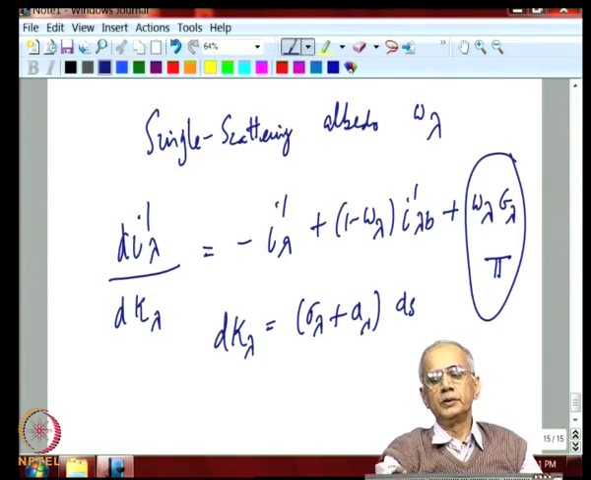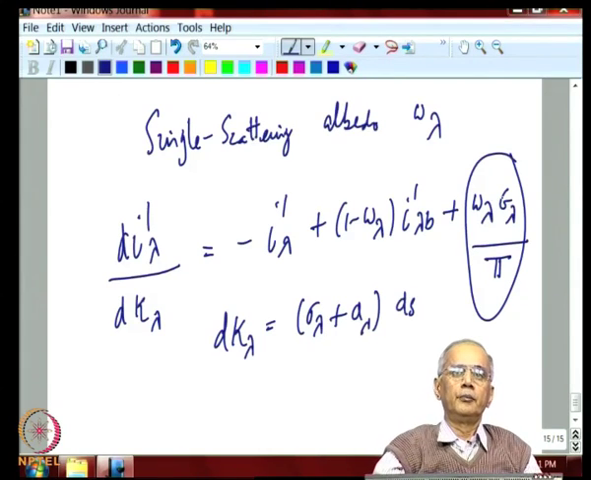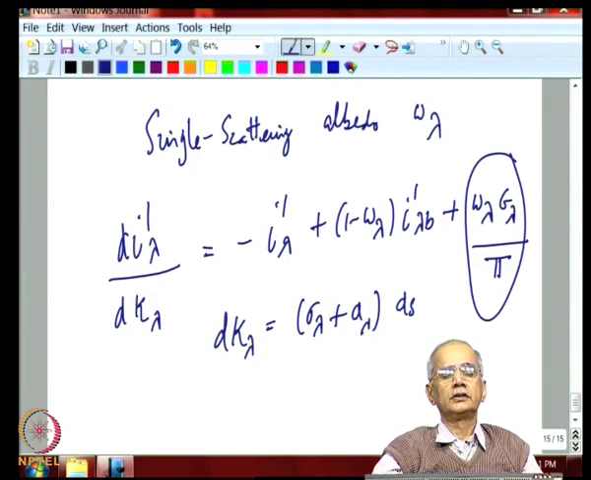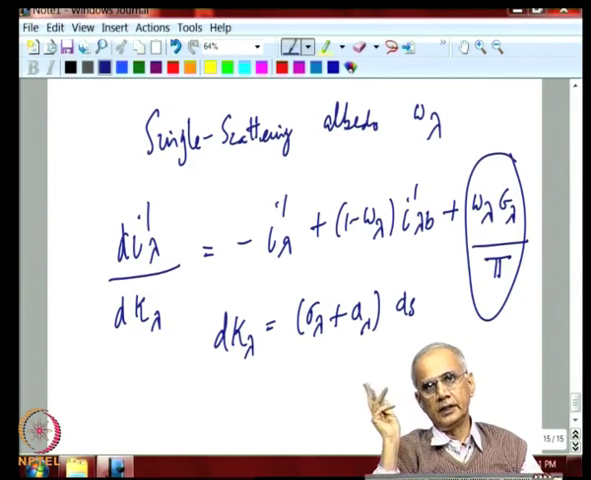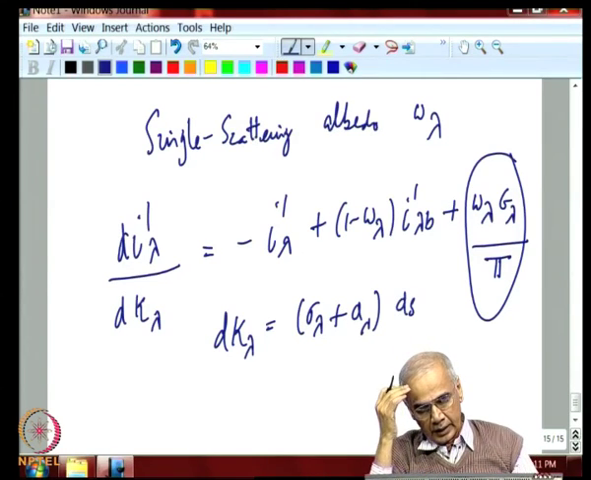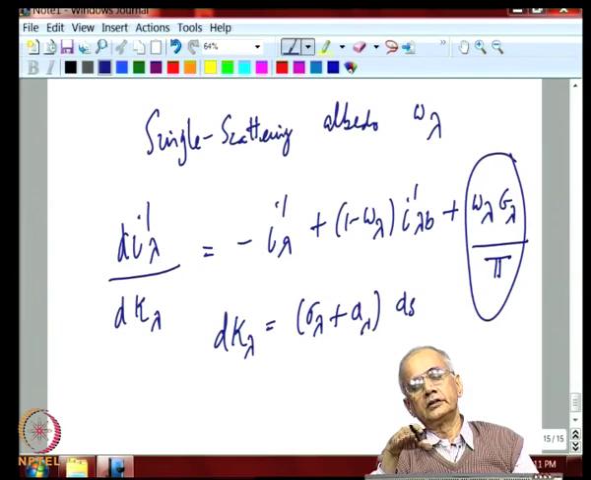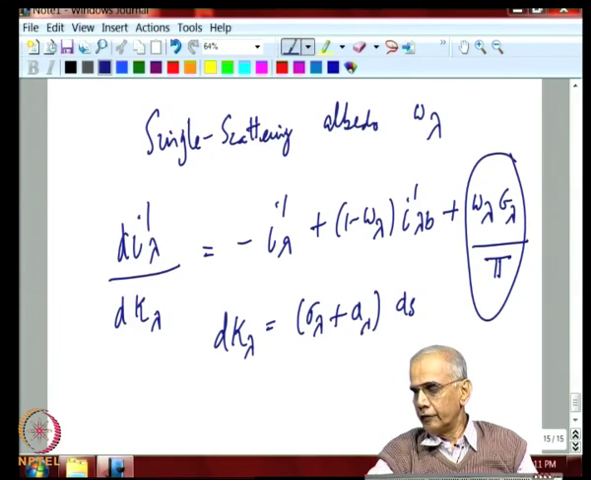This linkage was missing in the case of a pure absorbing medium, in which the scattering was negligible. There, the intensity in a given direction was not linked to intensity in other directions. So, we could treat the angular integration in radiation rather casually, but now we cannot do that. We have to account for it very carefully.